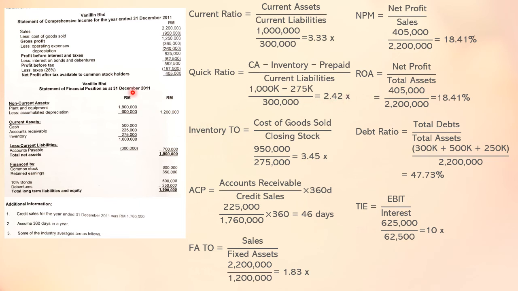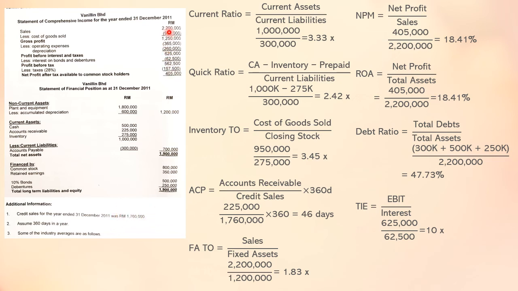Inventory turnover, cost of goods sold here, 950,000, divide by closing stock, because there is no information about the opening stock. So we have to substitute every stock with closing stock, which is 275,000. So you should get 3.45 times. For the ACP, account receivable here is 225,000, divide by credit sales, 1.76 million.